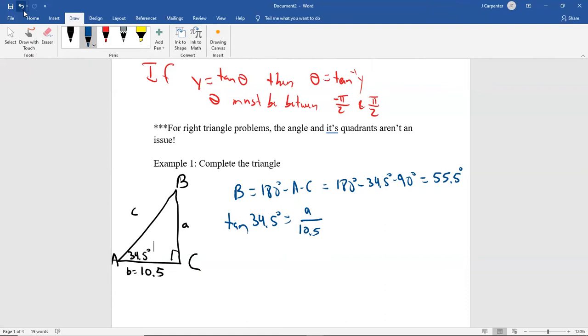Well, all you do is multiply both sides of this by 10.5 to solve for a. So we take 10.5 times the left side and 10.5 times the right side. We do that so that the denominator clears. So now this just says that 10.5 times the tangent of 34.5 degrees is equal to a, which we can just put in a calculator.